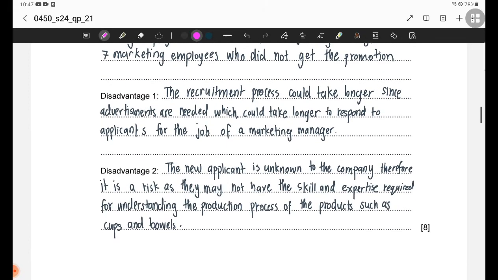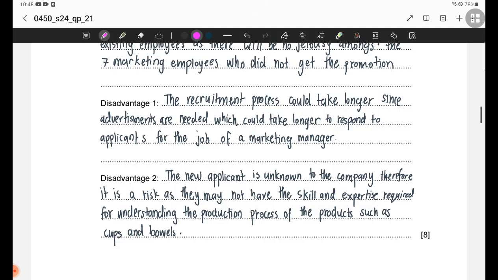Now let's look at the disadvantages. There's a lot of them. Like it is being expensive. Sometimes the new recruit doesn't have the required skills. Sometimes maybe they're not loyal, they will not stay for a long time. So you can state some things like that.